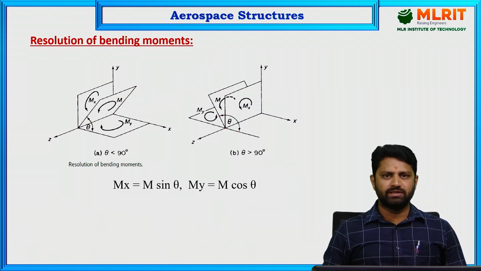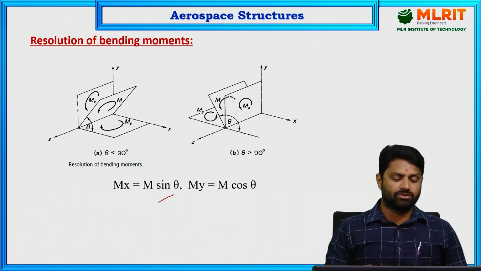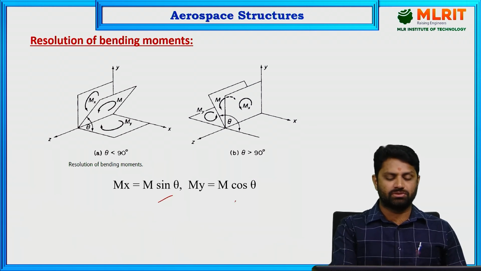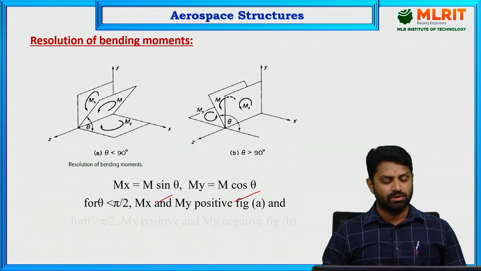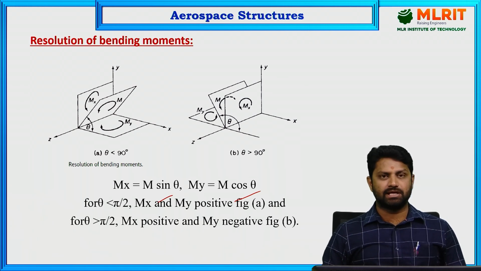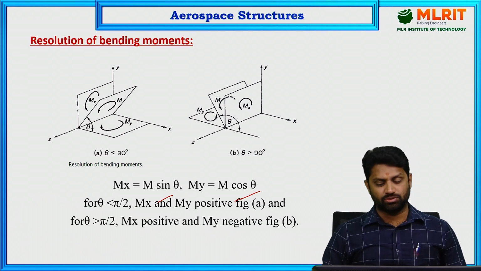So you can see here, Mx can be written as M sine theta, and My you can write as M cos theta. So these are the two components that arise from the bending moment. For theta less than pi by 2, Mx and My both are positive, and for theta greater than pi by 2, Mx is considered positive and My is considered negative, as shown in figure B.